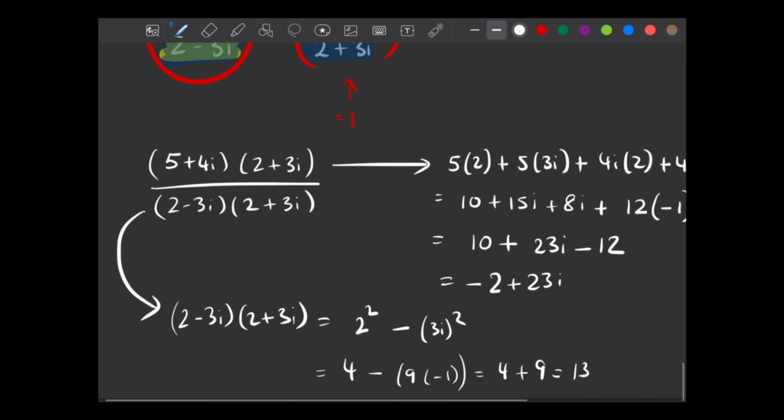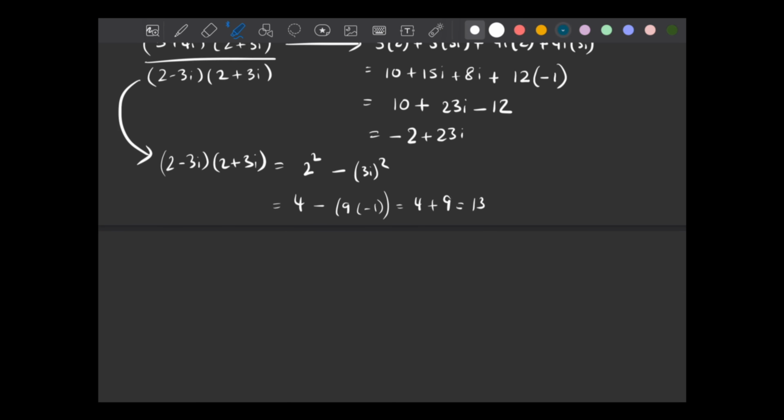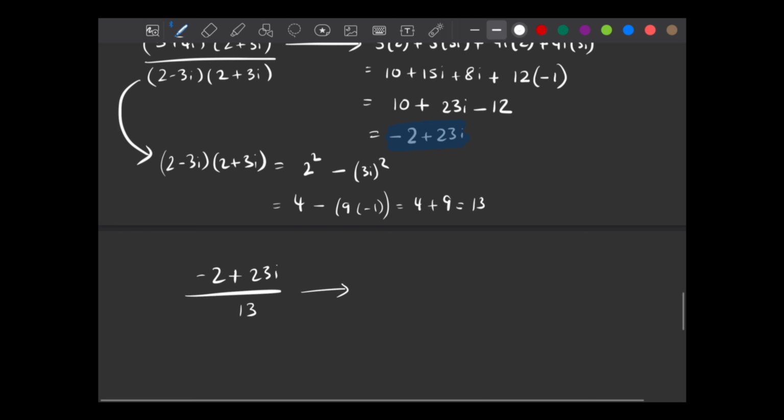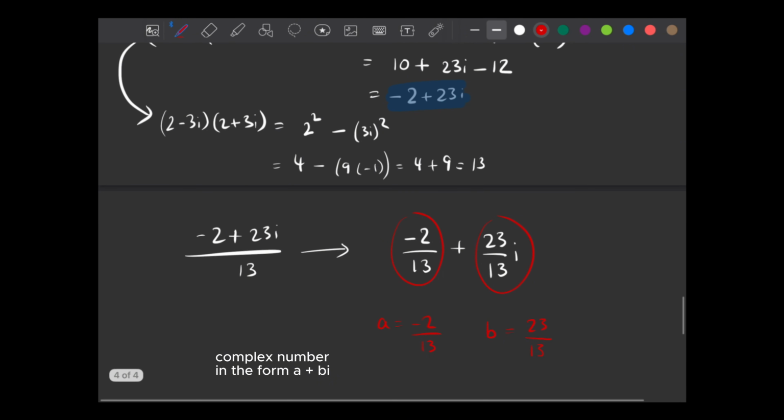So altogether, putting the numerator and denominator together, in the numerator we had minus 2 plus 23i, and the denominator was 13. We can write this as a complex number by dividing each term in the numerator by 13. So we've got the real part and imaginary part. So a is minus 2 over 13 and b is 23 over 13.